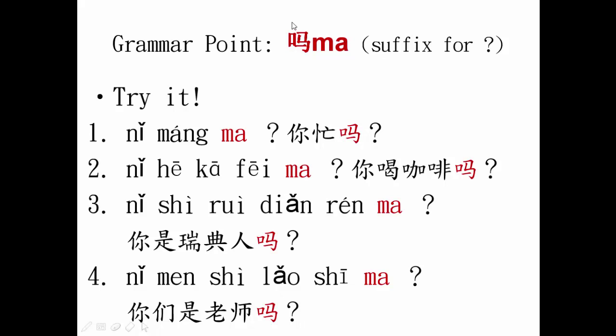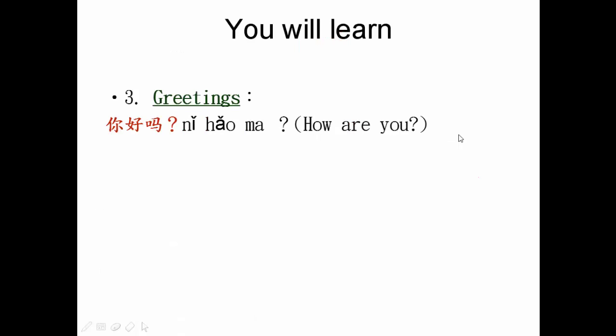Okay, remember, if we have 吗 in the sentence, then it means it's a question sentence. We have to put a question mark after the sentence. Okay, we almost finished all the Chinese characters and grammar points. So, you can practice by yourself.